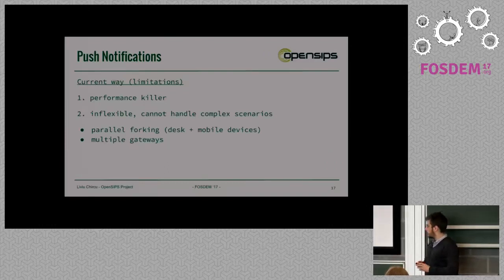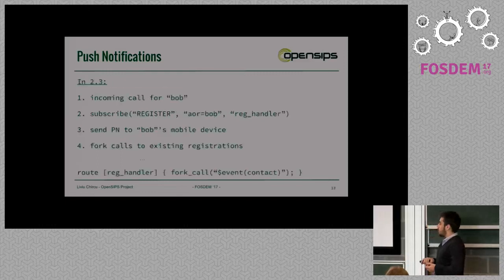All of these issues are solved with the event-driven paradigm, because now, once the call arrives, we simply subscribe for this register event. Of course, we parameterize it a bit with Bob's AOR, and we install this handler. Then we launch the push notification, and we fork the phone call to the devices that are currently registered. And should the push notification actually work, we simply add some more branches, and do it as many times as needed.